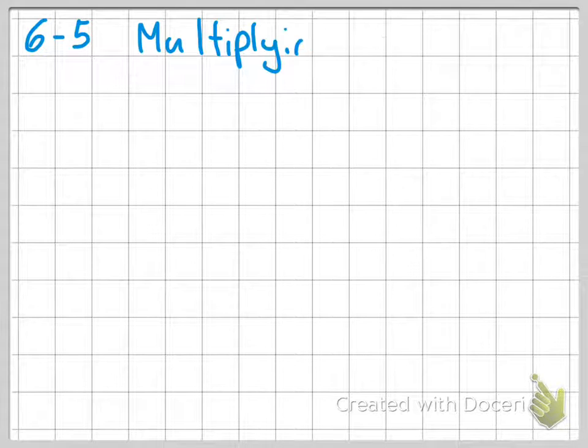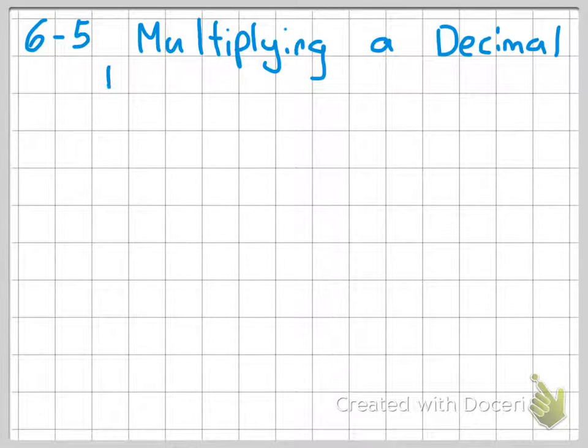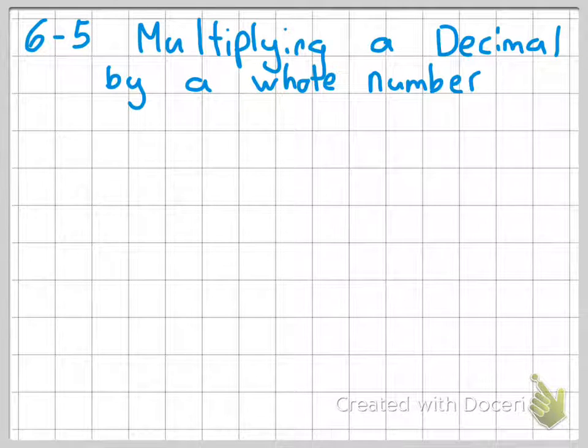If you know your multiplication tables, math will be easy. I've been telling you that all year, and that's definitely the case with 6-5, when we're going to be multiplying a decimal by a whole number. So let's take a look at an example of 9 8/10 times 2.